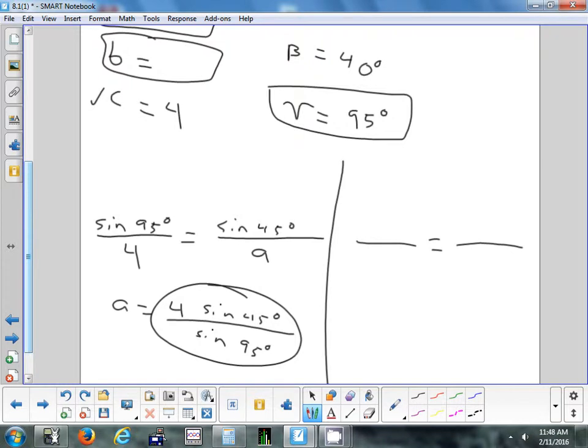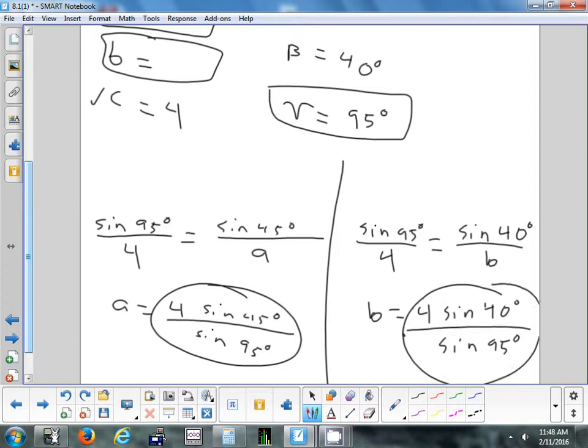It'd be sine 95 over 4. We're going to repeat that first part again: sine 40 over sine of 40 over B. Okay, can anybody tell me, you don't have to give me the decimal for B, but just tell me what times what over what? 4 sine 40 over sine 95.